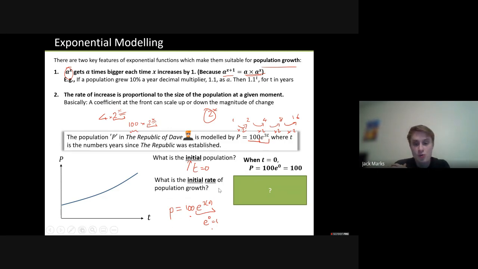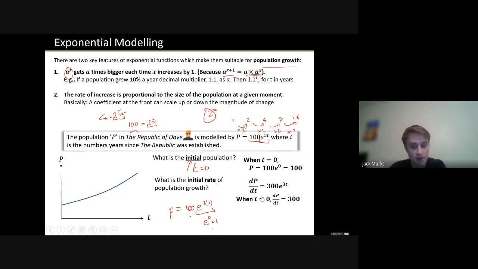What's the initial rate of population growth? Rate means that something is changing with time. T is time. In other words, how does population change with respect to time? This is the language of differentiation. So when you talk about change and rate of growth and things like this, you're talking about differentiating. Remember that a e to the kt becomes ak e to the kt. That's what we said earlier.